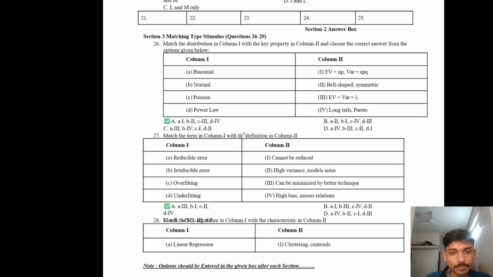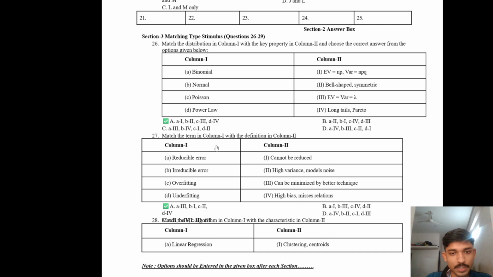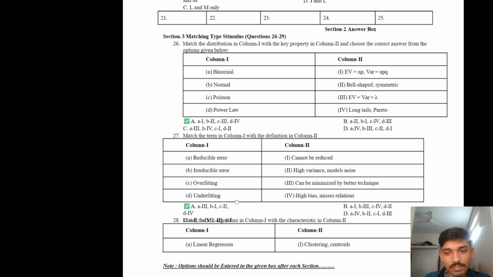Now move on to 27. This table basically talks about errors. So what are reducible errors? Reducible errors, as the name already suggests, can be minimized by using a better technique. Irreducible errors cannot be minimized, they cannot be reduced. So B matches with A option. Overfitting generally occurs when we have a high variance in a model, and we can also say model noise. So C has B. Underfitting we have when we have high bias. So the correct answer will become A.